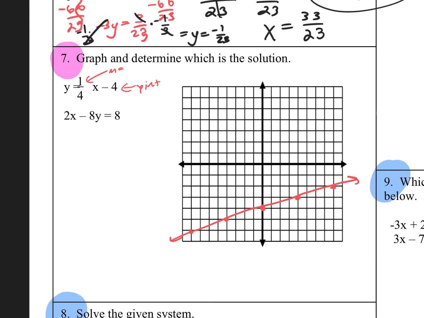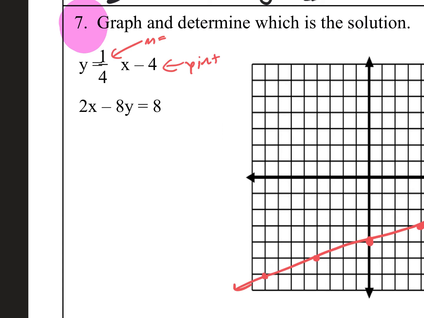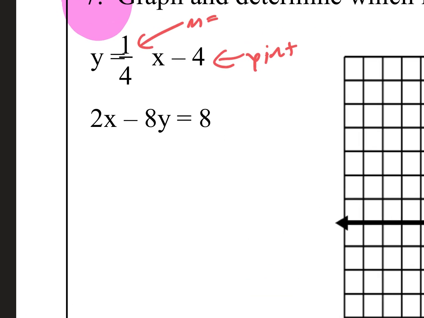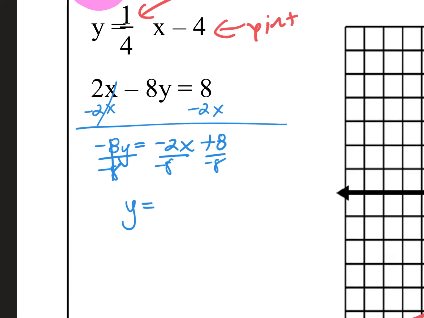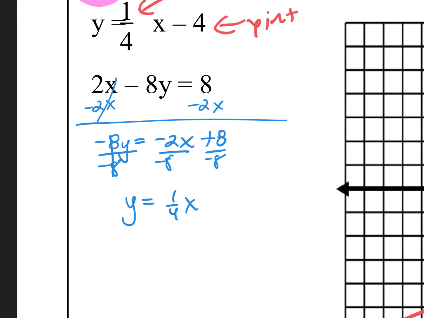Now the next equation is not set up into y equals. Can we get it there? Yes. What do I do first? We're going to subtract 2x from both sides, so it becomes negative 8y equals negative 2x plus 8. And then what? Divide by negative 8. Divide everything by negative 8. So I get y equals 1/4 x minus 2. Yeah? Oh, golly. Thank you. Honestly, I read that as a 4.